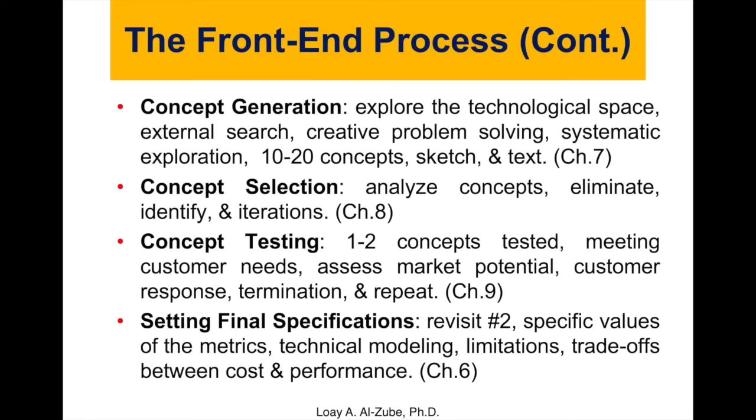Then, if we agreed on one or two of the concepts to move forward in the process, we will start setting final specifications. So we will revisit the initial specifications and the metrics that we have identified, and our marginal values and ideal values. And we will do technical modeling, which means testing our model using simulations. We will look at the limitations and trade-offs between cost and performance at this stage, and that is covered in chapter 6 of the textbook.